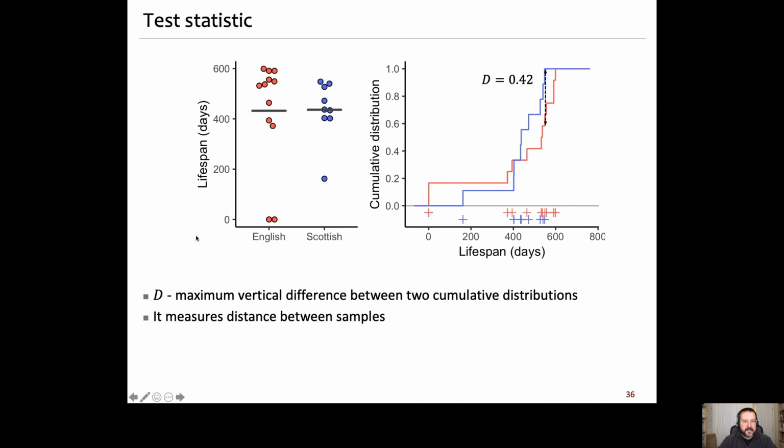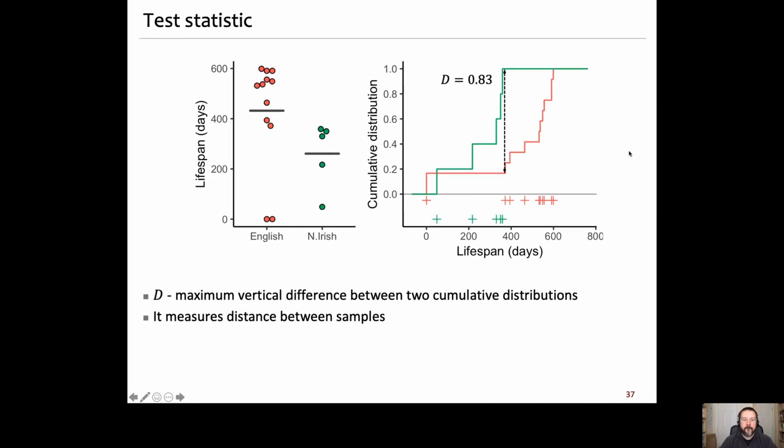And the test statistic is the difference between these two curves. You specifically look for the maximum vertical difference between the two cumulative distributions. This is English and Scottish mice data. These two distributions are shown in different colors, and the maximal vertical distance is 0.42. If you compare English and Northern Irish mice, these two cumulative distributions look quite different, and the maximum vertical distance is larger. That tells you that these two samples are more different than the English and Scottish mice.